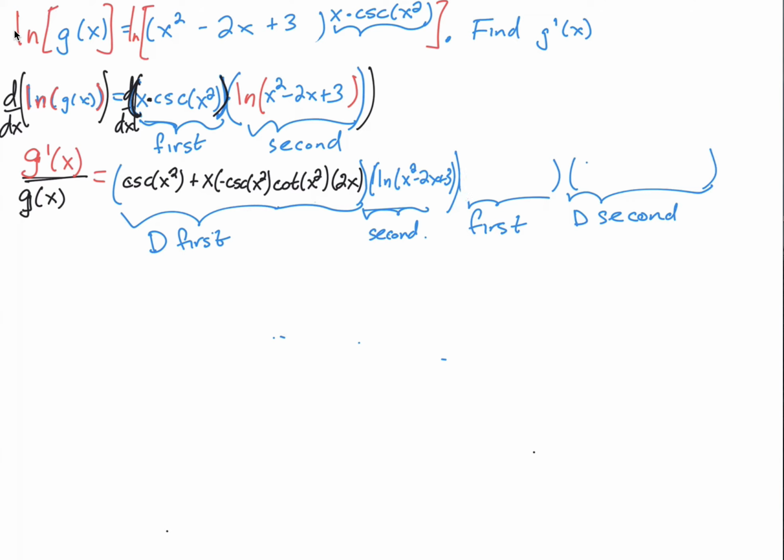Okay, and then after that? Plus, right? So plus. Okay, there we go. All right, the first, which is just x cosecant of x squared, right? Yep. Times the derivative of the second. Now, what's the derivative of the second? 1 over all that stuff, right? Yep. X squared minus 2x plus 3, which is 2x minus 2.